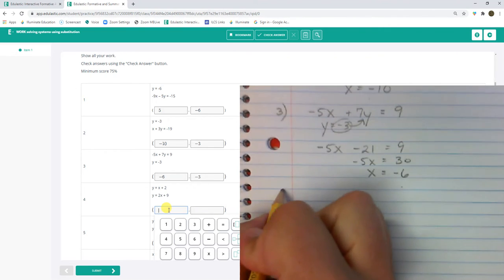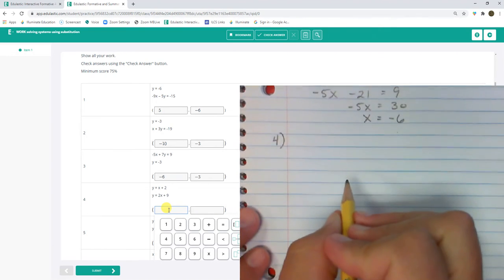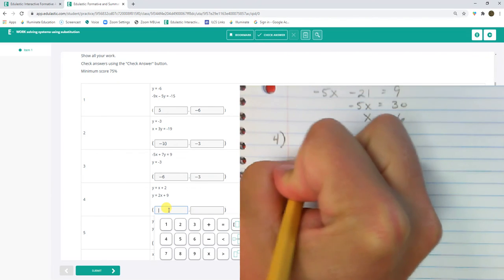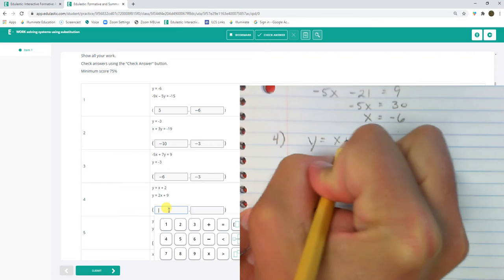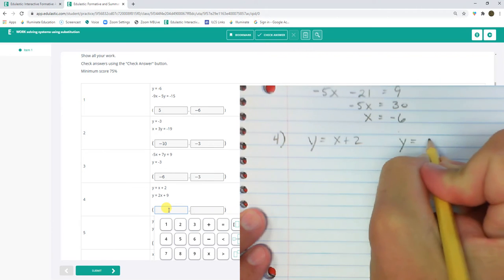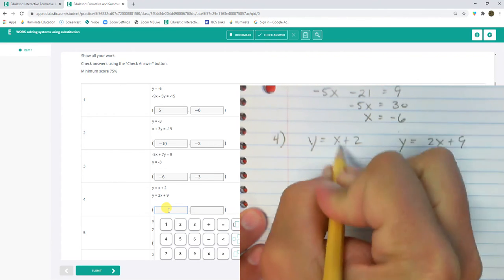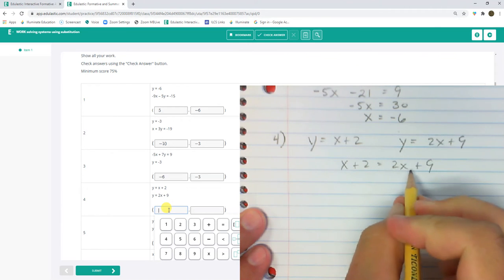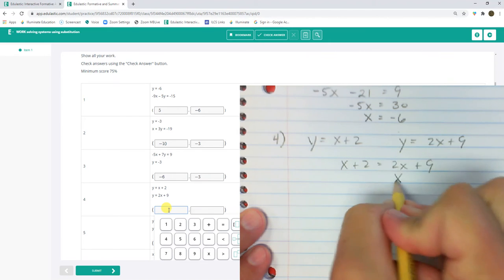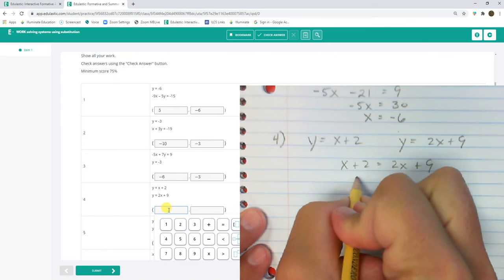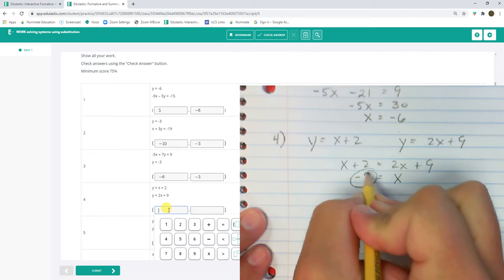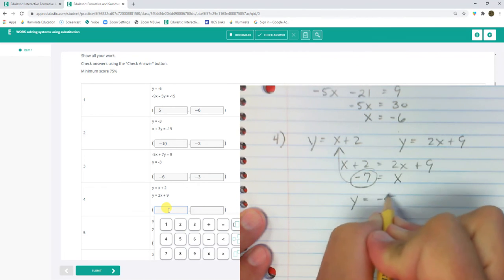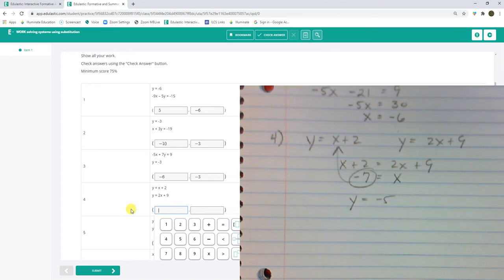Number 4. All right, so I'm going to just start by, it's y equals x plus 2, y equals 2x plus 9. Set them equal. x plus 2 equals 2x plus 9. Subtracting x from both sides gives me an x. Subtracting 9 from both sides gives me a -7. x equals -7, plugging it in right there. y equals -5. -7, -5.